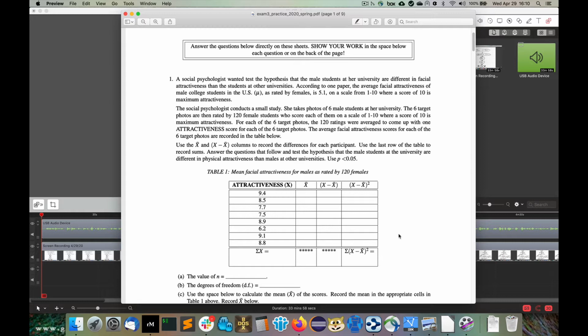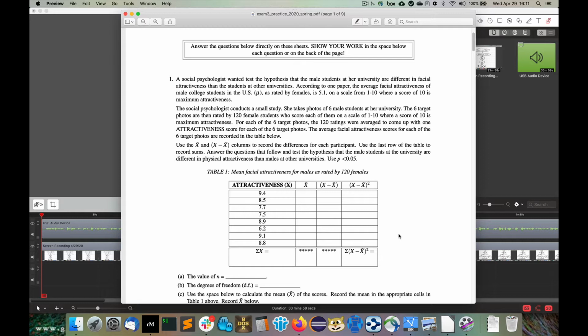So the social psychologist conducts a small study. She takes photos of 8, that should be an 8, not a 6, my apologies. She takes photos of 8 male students at her university. The 8 target photos are then rated by 120 female students who score each of them on a scale of 1 to 10, where a score of 10 is maximum attractiveness. For each of the target photos, 120 ratings are averaged to come up with one attractiveness score for each of the 8 target photos.